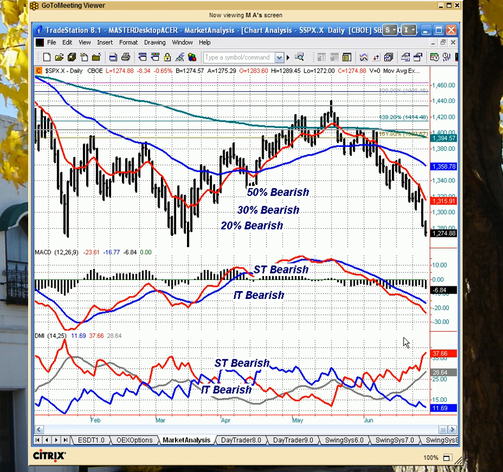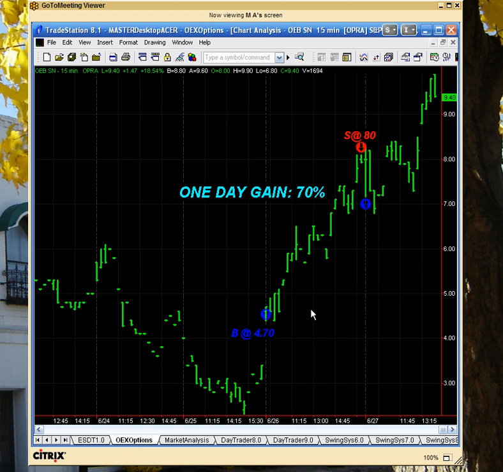And there you have it. We'll take a look at a couple of the trades yesterday. What a beautiful put we bought yesterday. Bought the OEBSN, the 570s, I believe those are. And bought them at 470, sold them at 8. That says 80, but it's actually 8 for a 1-day gain of 70%.